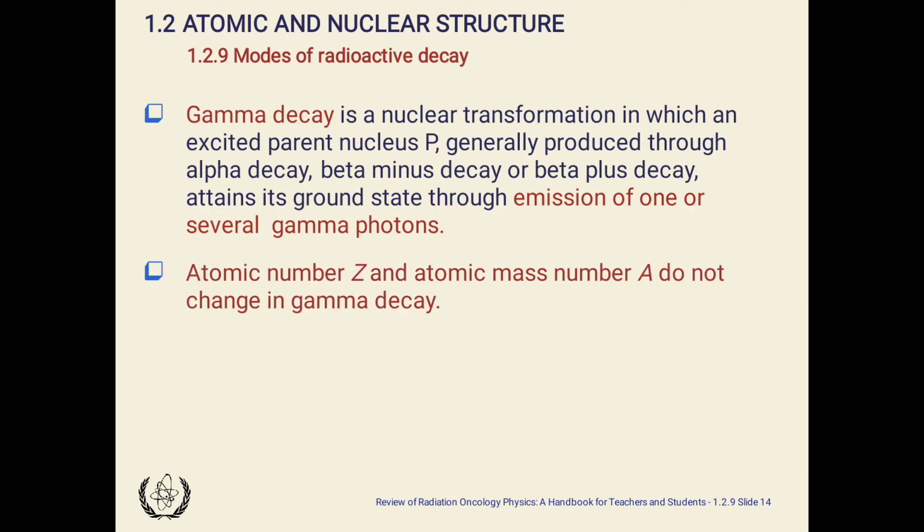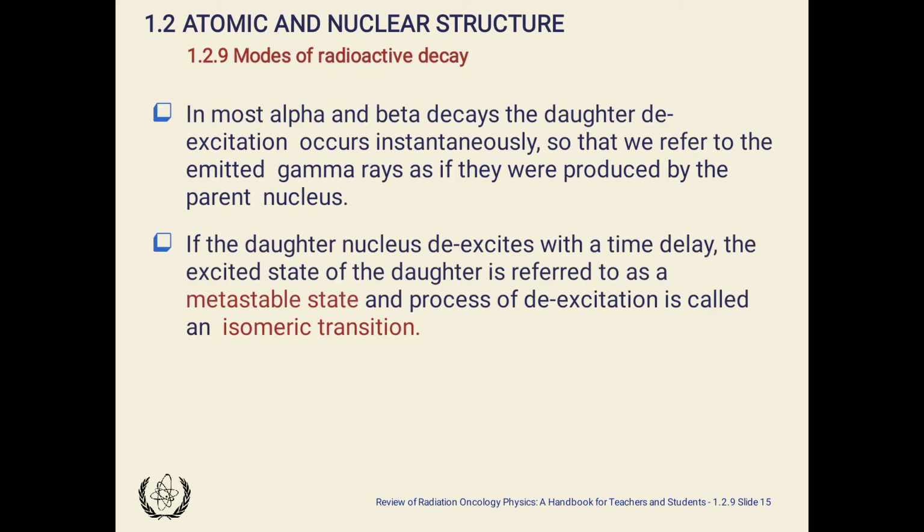Gamma decay is a nuclear transformation in which an excited parent nucleus P, generally produced through alpha decay, beta minus decay, or beta plus decay, attains its ground state through emission of one or several gamma photons. Atomic number Z and atomic mass number A do not change in gamma decay. In most alpha and beta decays, the daughter de-excitation occurs instantaneously, so we refer to the emitted gamma rays as if they were produced by the parent nucleus.